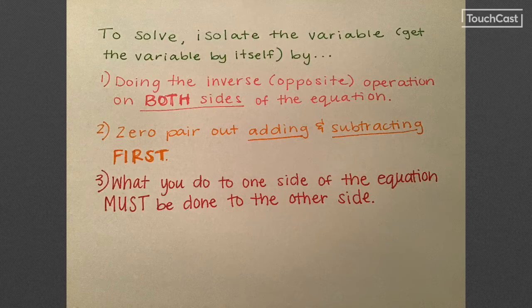We're going to start by adding and subtracting to zero out any constants. And then what you want to do on one side of the equation must be done on the other side of the equation. So we have to keep it balanced. So now we're going to try 8 different practice problems. We're going to start with one-step equations and then move into two-step equations.